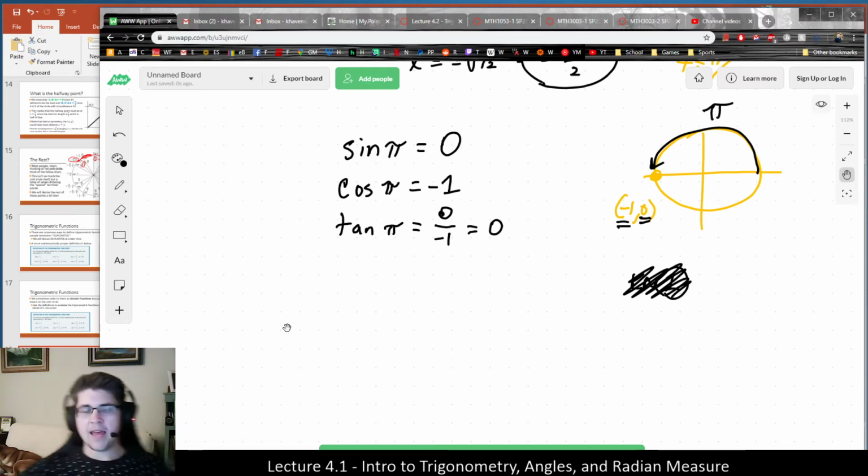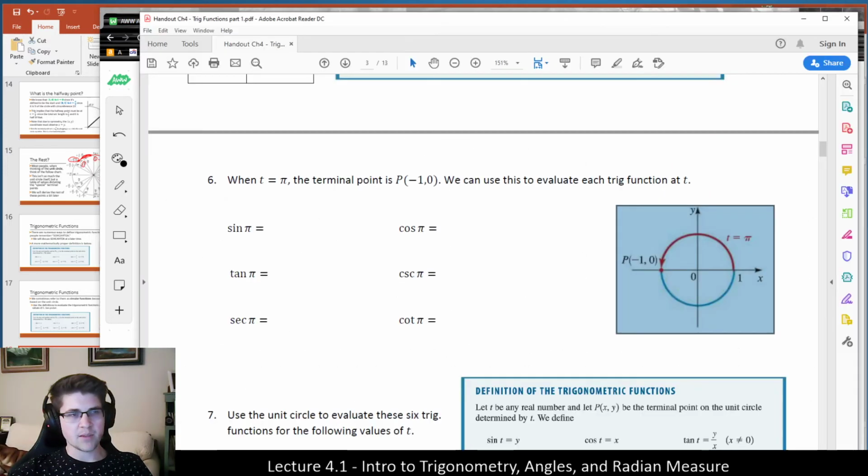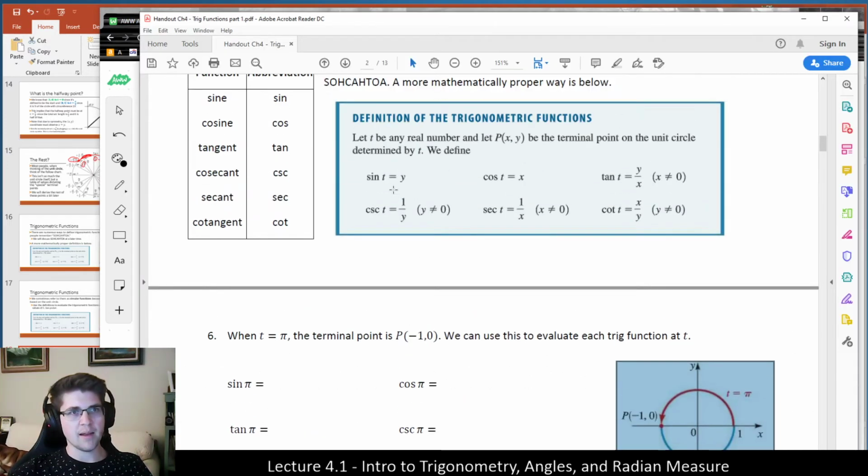And the other three functions, secant, cosecant, and cotangent, let's go ahead and just bring it back up to review. But sine is always y, cosine is always x, tangent is always the ratio of y to x. Notice that cotangent is the reciprocal to tangent, it's the reverse. And secant and cosecant are the reciprocals to cosine and sine, respectively. So if I want to evaluate cosecant, I take 1 divided by y, secant is 1 divided by x.